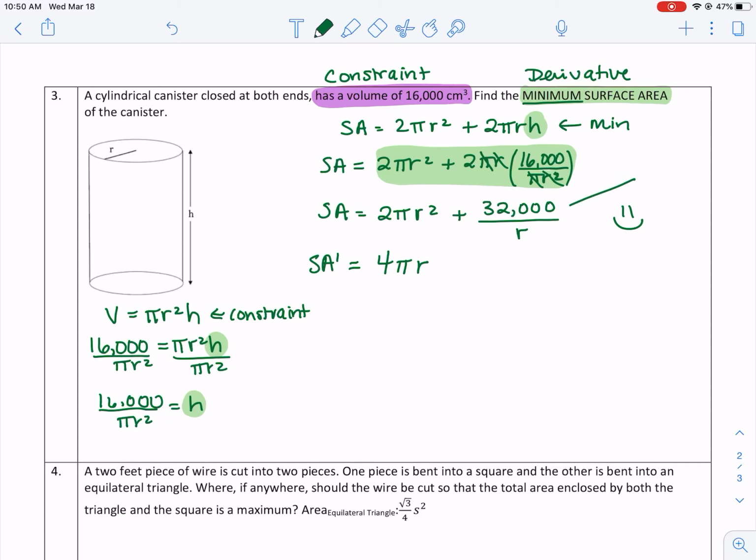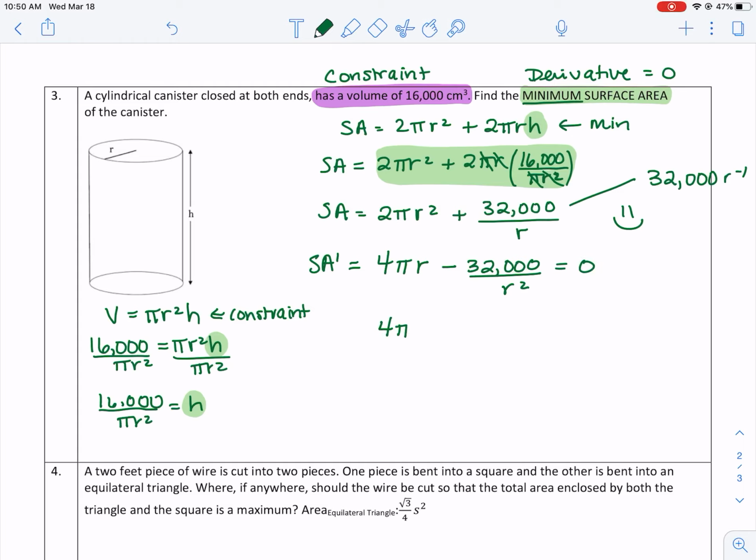Note that this term here is really 32,000 r to the negative first. So if that's the case, we'd have minus 32,000 over r squared, really r to the negative second, but it's moved down. Again, because we're trying to minimize, that means that the derivative should equal 0.